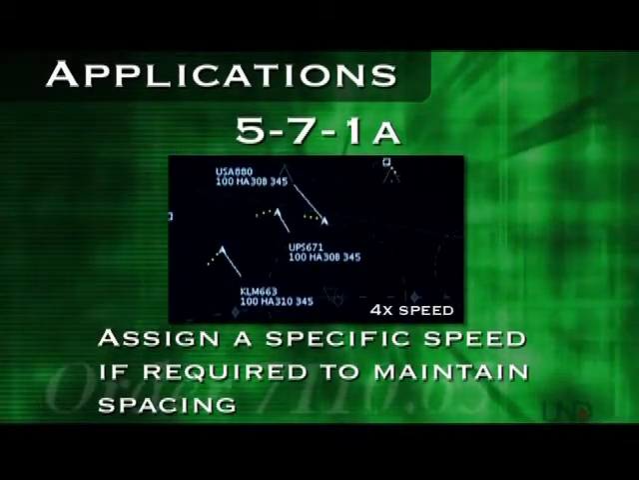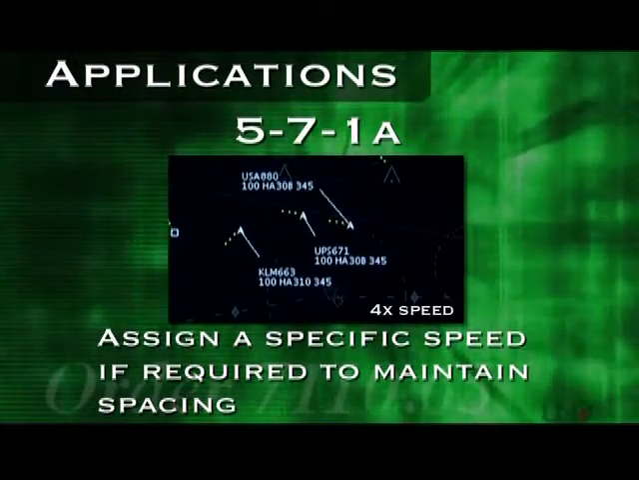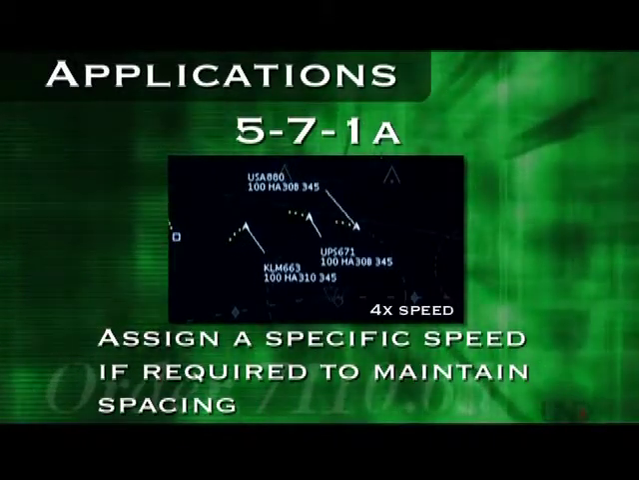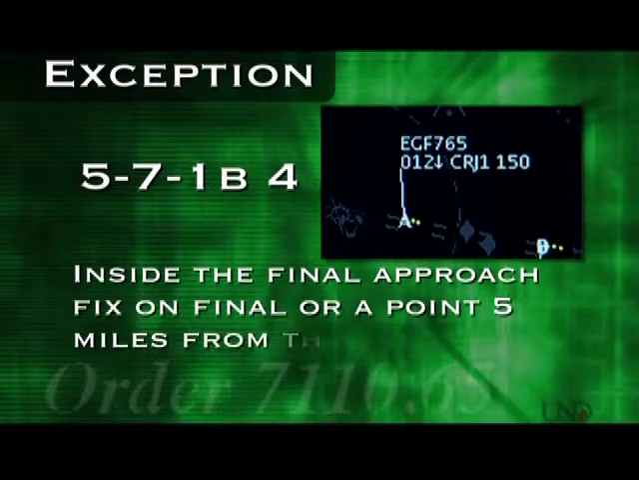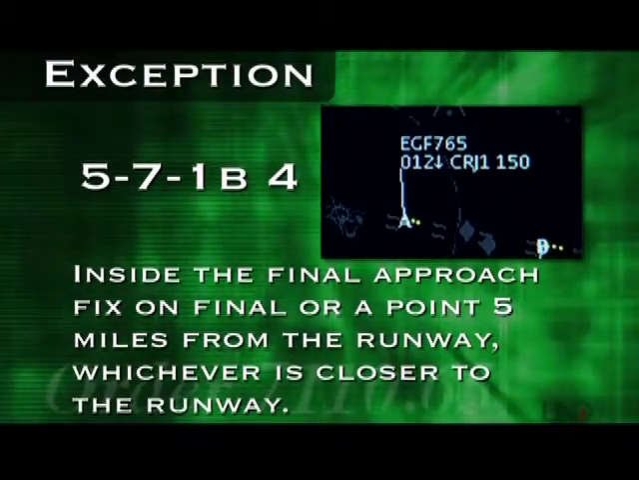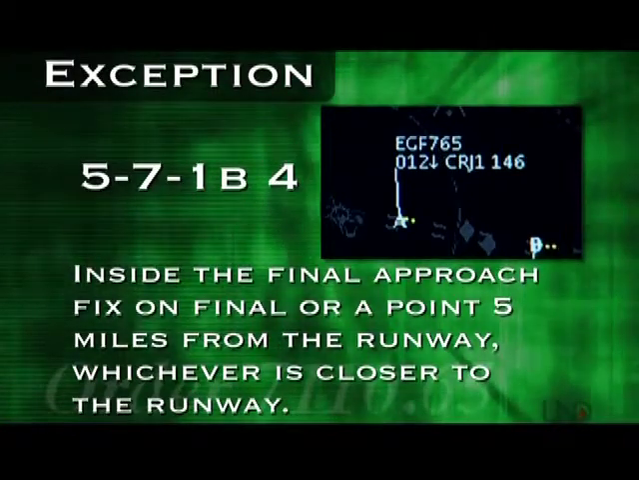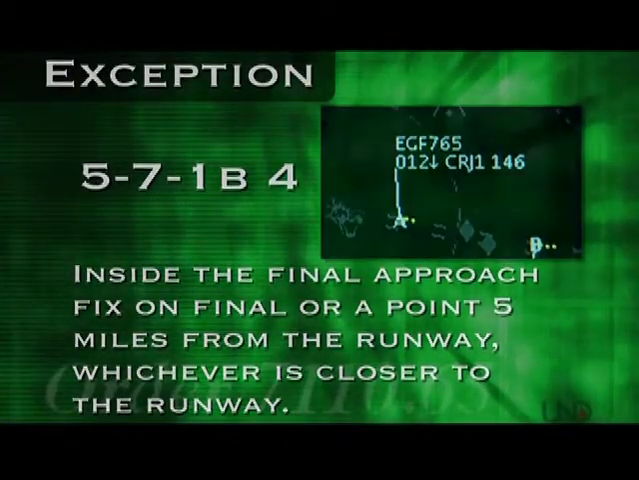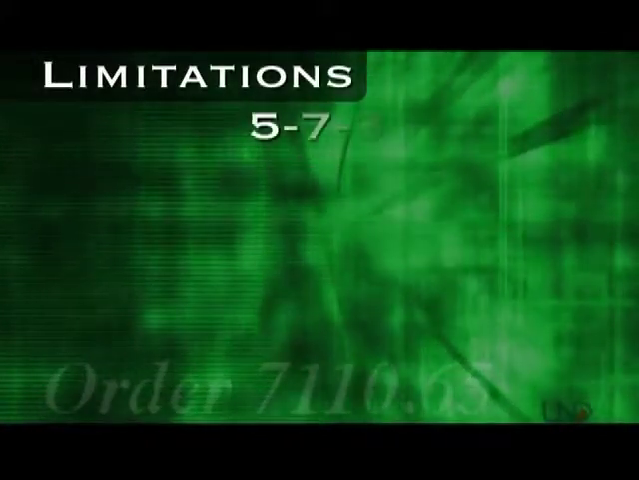Second, assign a specific airspeed if required to maintain spacing. For example, you may decide that all aircraft turning onto downwind should maintain 300 knots in order to keep adequate spacing. There is one situation in which you cannot issue a speed adjustment. Inside the final approach fix on final or a point 5 miles from the runway, whichever is closer to the runway. The reason is simply that by this point the pilot has to begin slowing for landing and cannot accept any further speed adjustments.